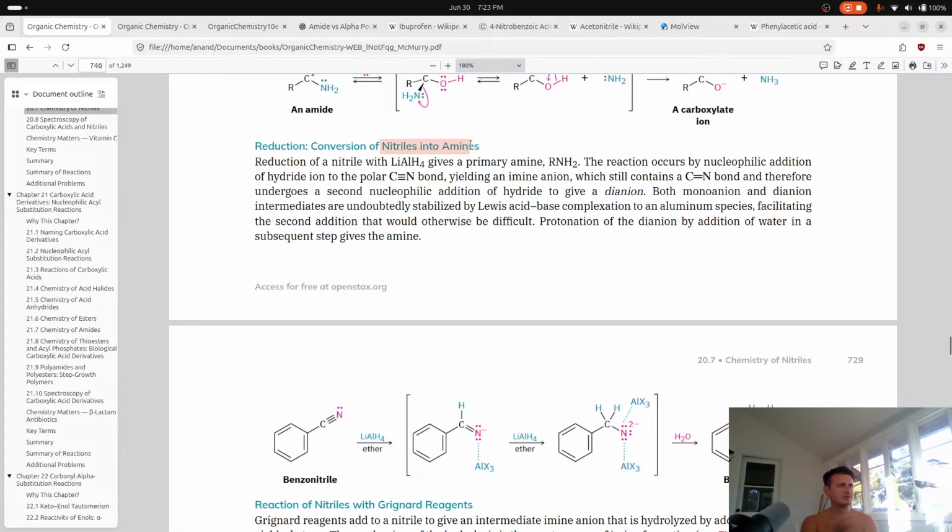Reduction, conversion of nitriles into amines. Reduction of a nitrile with LAH gives a primary amine. Oh, okay, is that it?